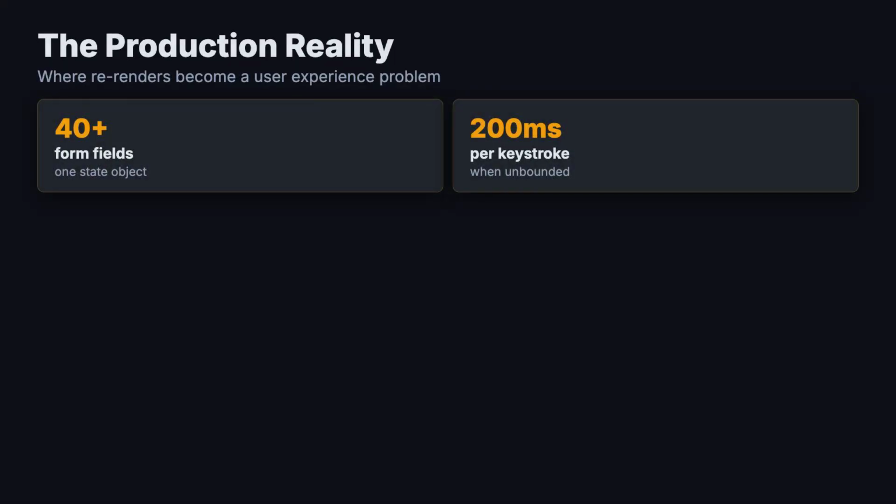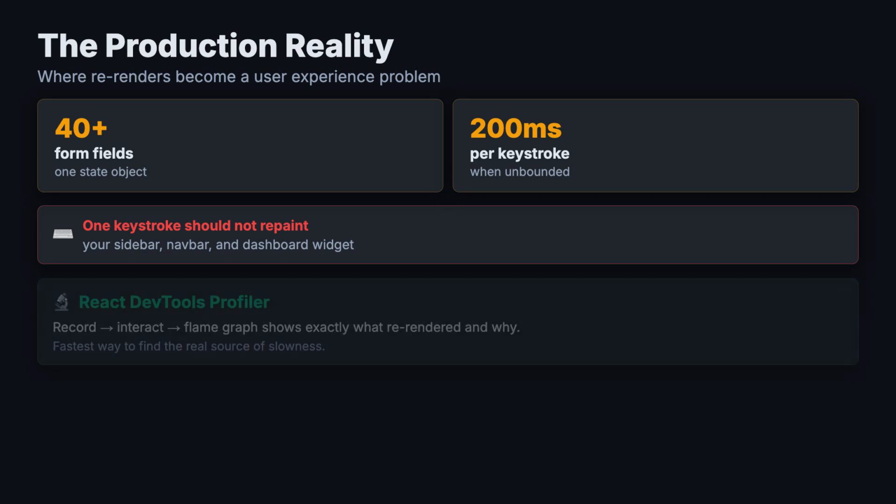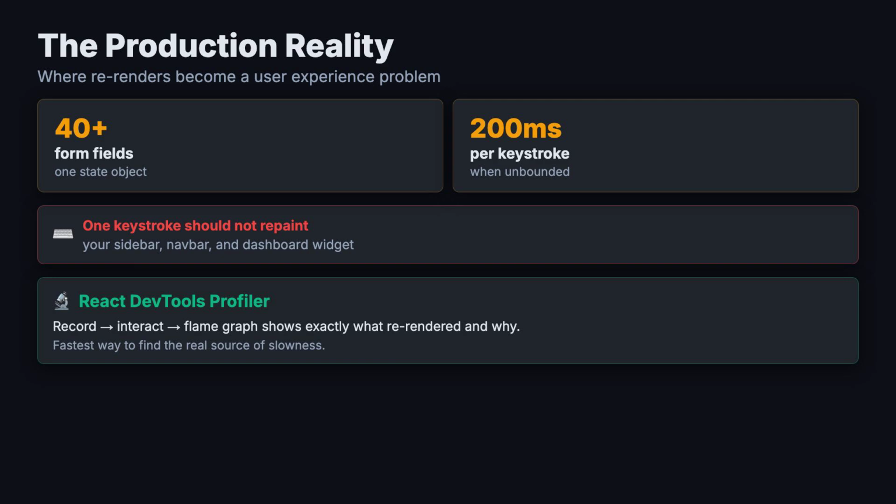In a large form, with many fields, re-renders become a serious user experience problem. Every keystroke shouldn't repaint an entire sidebar, a navbar, and a data table. The React DevTools profiler is the fastest way to see exactly what's re-rendering and why. If you're not profiling, you're guessing, and I've wasted enough time guessing.